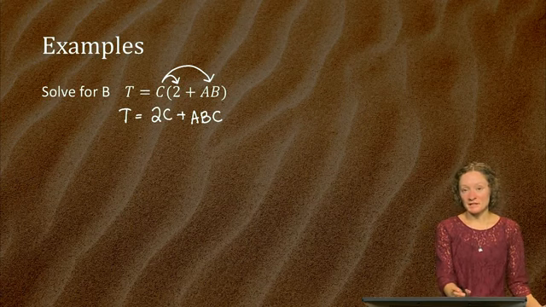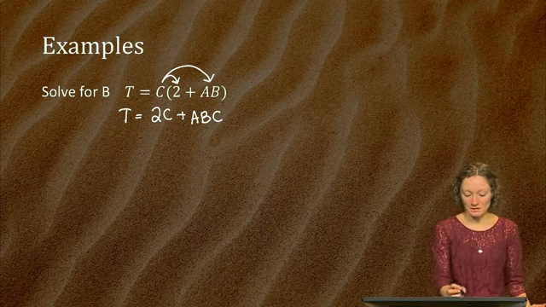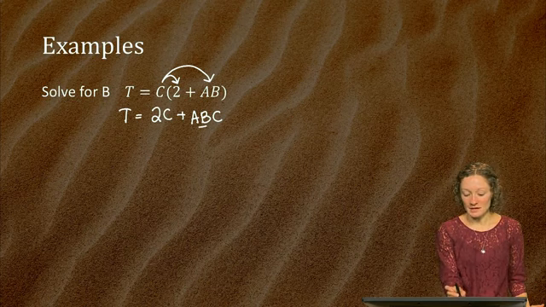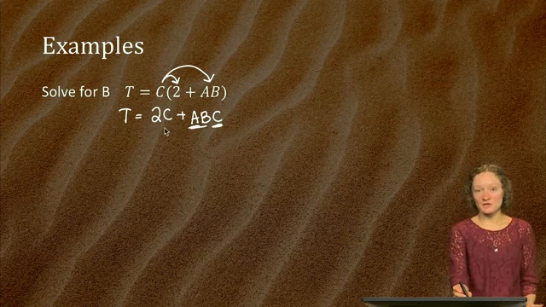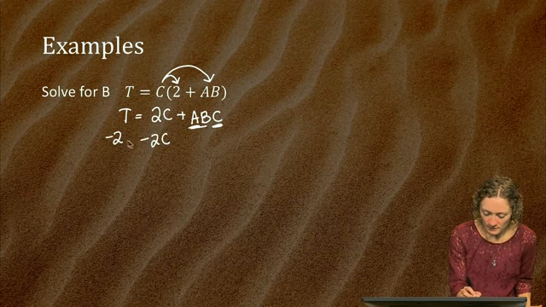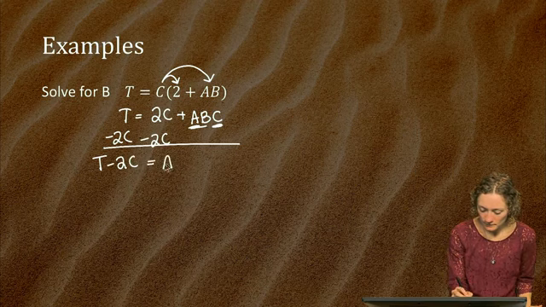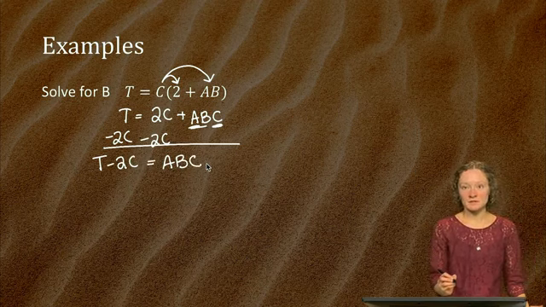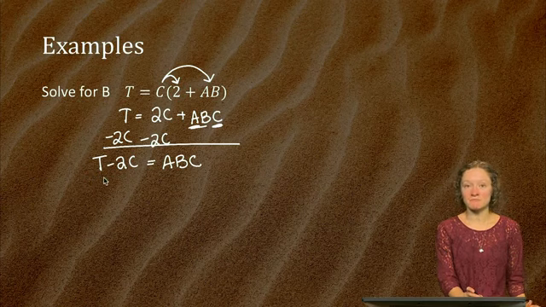Okay, second step is combine like terms. These are not like terms, so we can't combine them. Then we start undoing operations with the ultimate goal of isolating B. So we have stuff being multiplied by B, A, and C, and we have a term being added to it. So we'll undo the addition subtraction first. Minus 2C from both sides. T minus 2C equals ABC. If you flipped these terms, negative 2C plus T, same thing, that's okay.